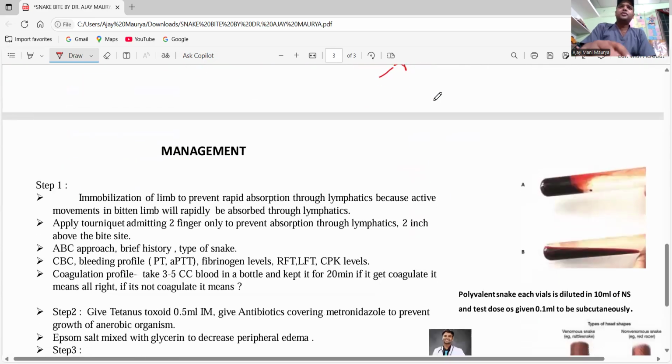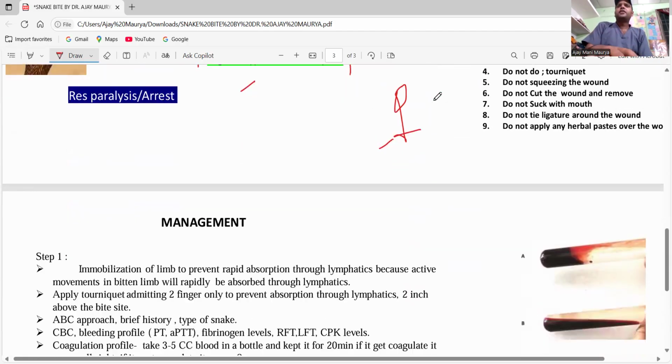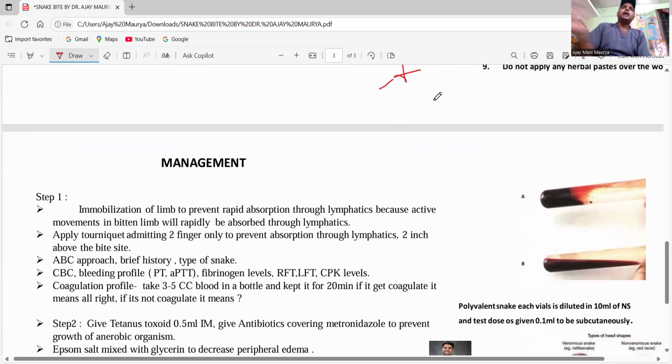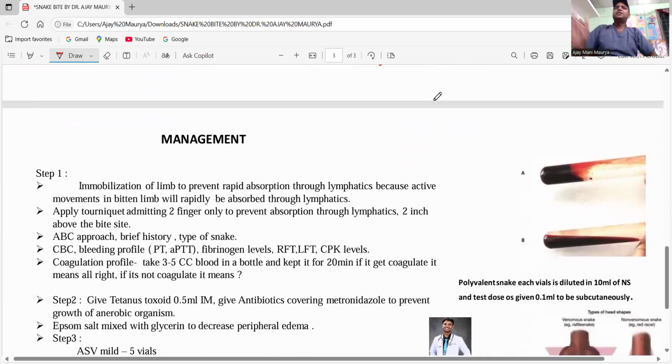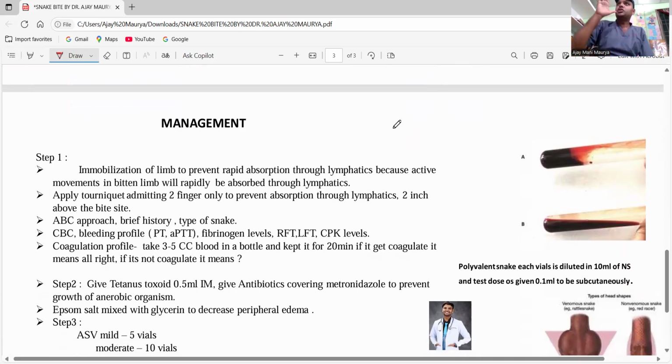So how are you going to know that? The patient will come to the casualty ER. After that, the doctor will go and check and perform the ABC. That is, check the airway, breathing, circulation. If the patient is stable, then ask the patient or attendant, did you see the snake? The patient will say, yes, doc, I saw. It's a cobra. Okay, it means what? You have to observe.